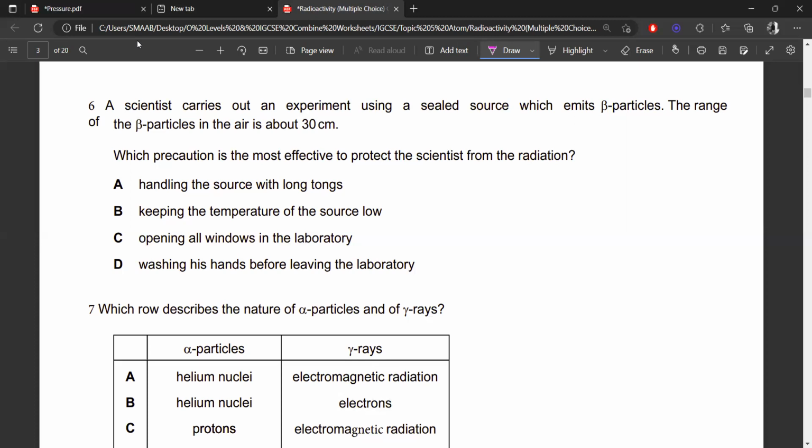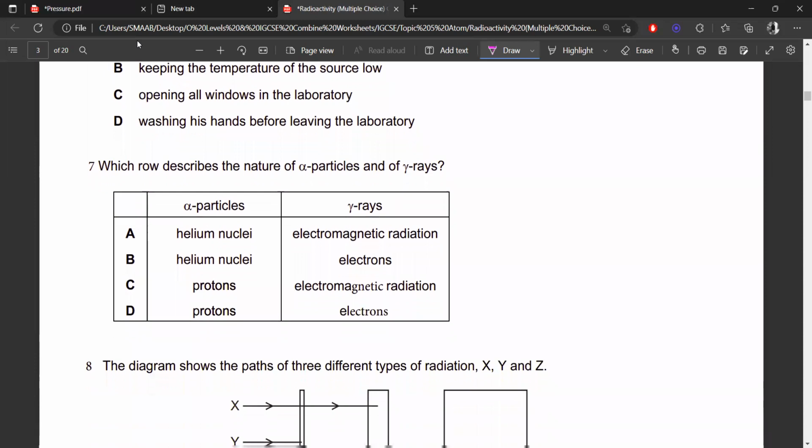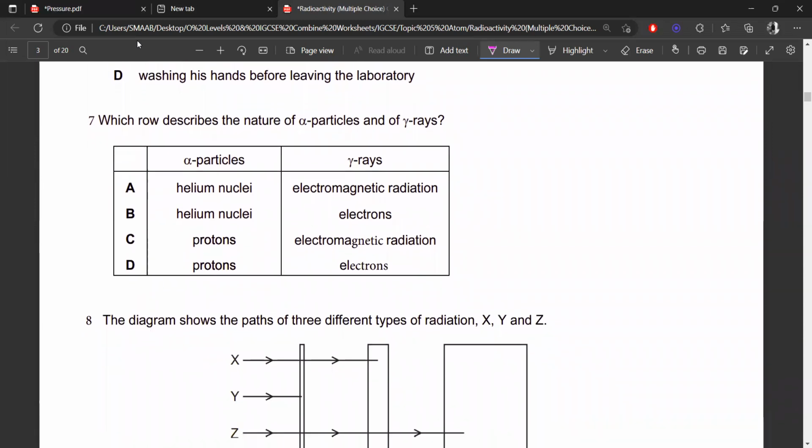A. Handling the source with long tongs, because the farther you keep that radioactive source, the safer it will be for you. Temperature will not affect it, and opening all windows will not save the scientist, it will just save the atmosphere or surroundings. Washing his hands before leaving the laboratory is an after-process precaution. So handling the source with long tongs is the best option, right? Yes. Question number 7.